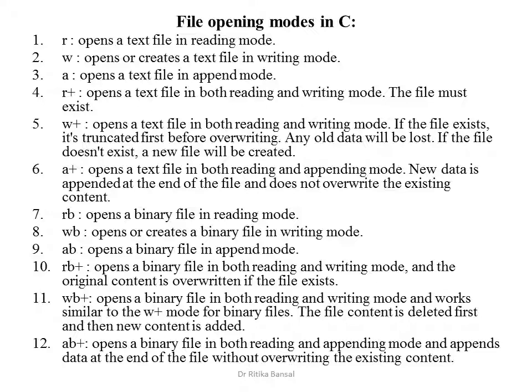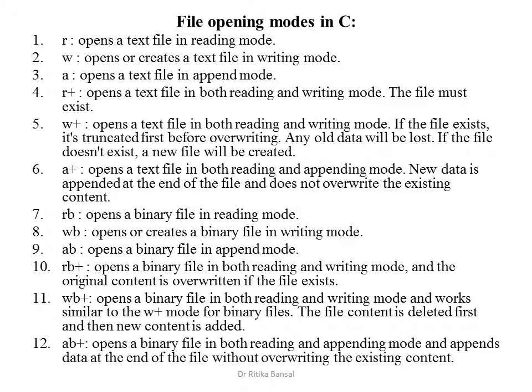Clear? So I am discussing only the first 6. You just need to repeat the first 6, replacing the word text file with the word binary file. Clear? So first is R. It opens the file in reading mode. W mode opens the file in writing mode, but if the file does not exist, then it will create a new file with the name for writing mode.